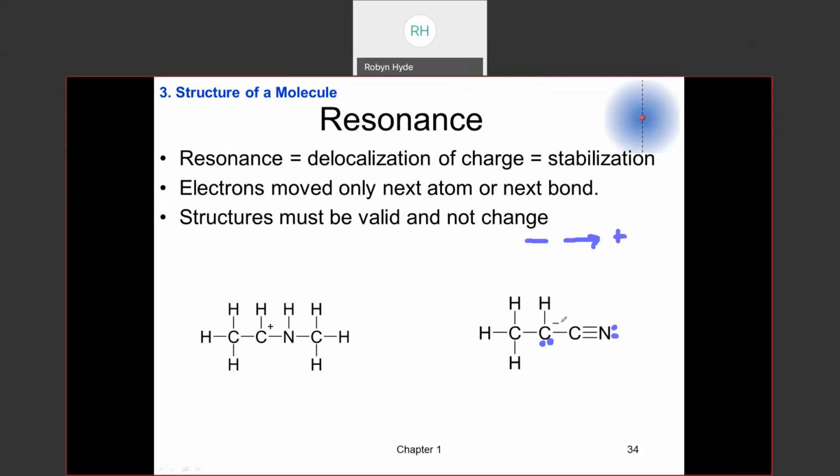Well, I can clearly see negative. So is this side over here positive? Kind of. Okay, it's not as obviously positive. But I'm going to tell you this does have resonance.